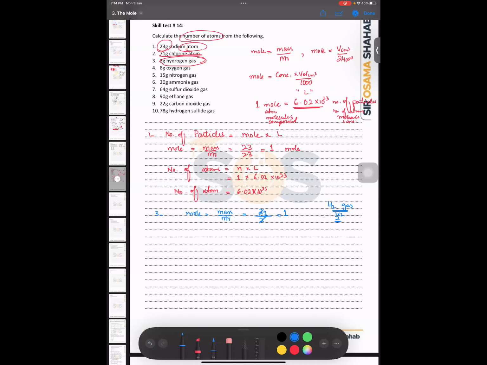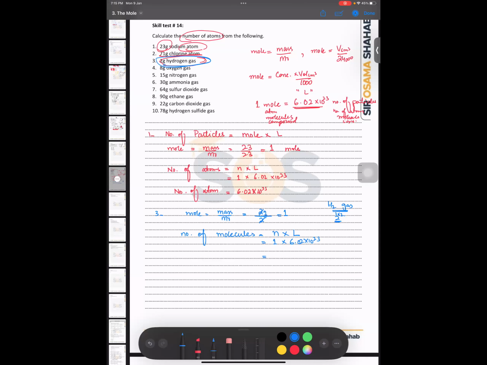Yes, bacho? You need to keep in mind that when you have molecules and you multiply the number of moles with the Avogadro constant, it will give you the number of molecules, not atoms. So now if we are going to find out the number of particles, these particles are the number of molecules. So if you multiply moles with the Avogadro constant, it will give you the number of molecules, right, bacho?